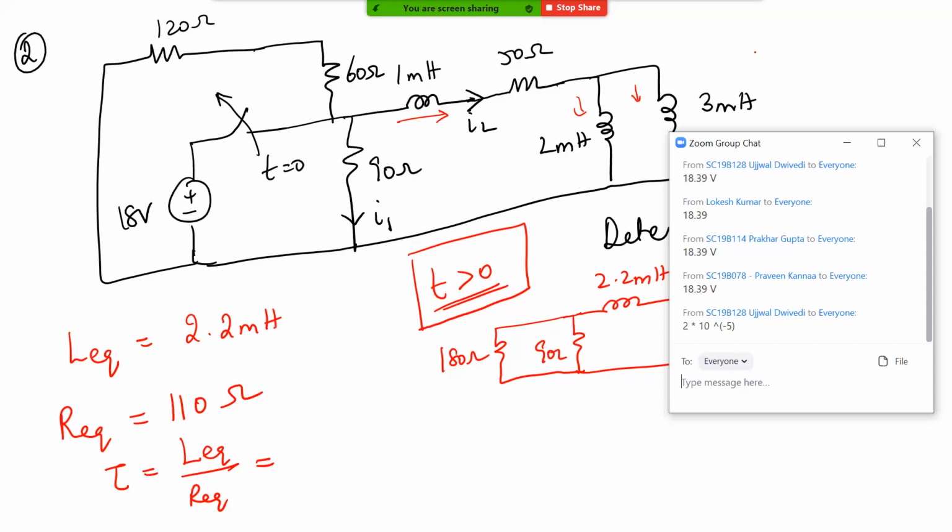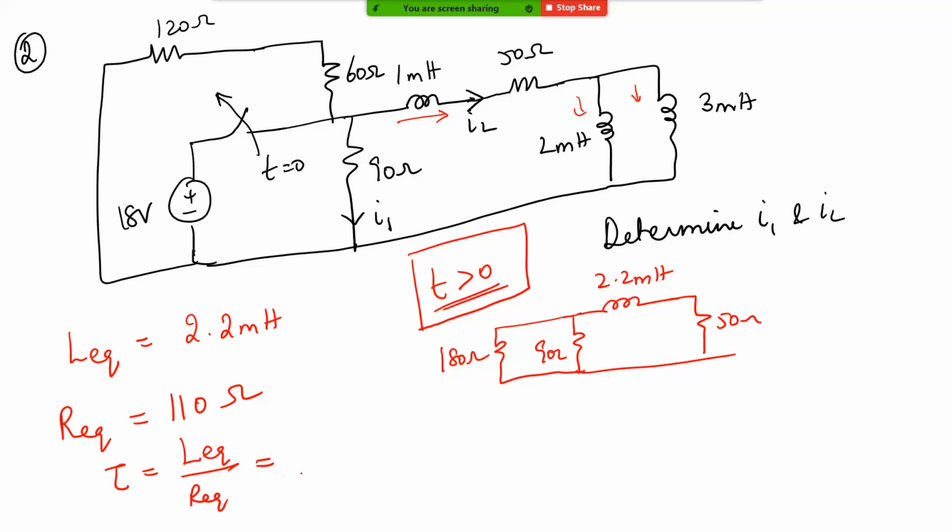Someone has written 0.2 into 10 raised to minus 5. Okay, so that is the tau, 20 microseconds. We are running out of time, so what I would do is I would ask you to solve it. I'll just tell you the way it should be.